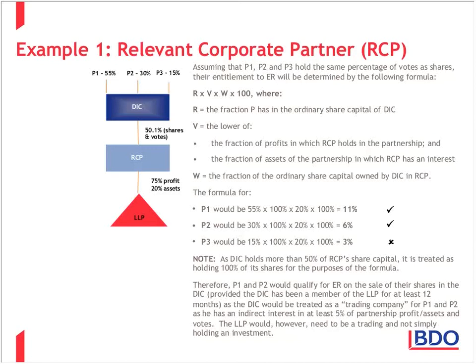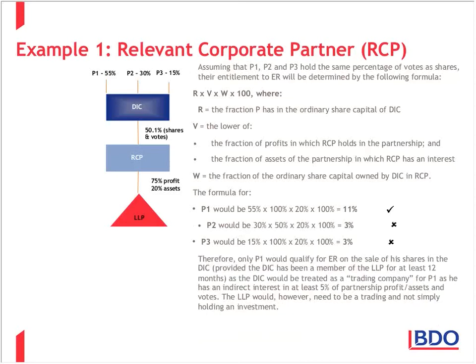Therefore, if we start with P1 again, if we multiply R being her 55% holding in the direct interest company, by V being the direct interest company's deemed 100% in the relevant corporate partner, by the lower of the relevant corporate partner's fraction of the profits, 75%, and assets, 20%, it means that we multiply 55% by 100% multiplied by 20% multiplied by 100, which means it's 11%. So the formula tells us that P1 has an 11% indirect interest in the LLP, and therefore passes through the ER gateway. As you'll note, P2 gets through the gateway, but P3 doesn't.